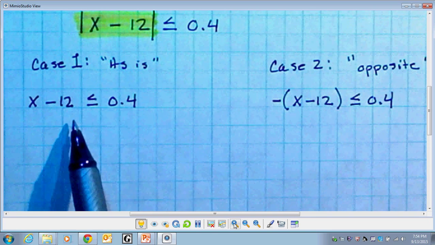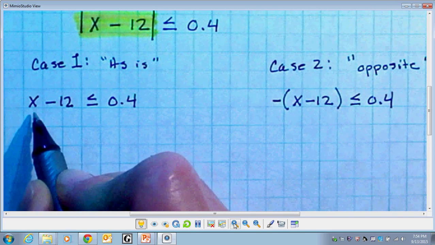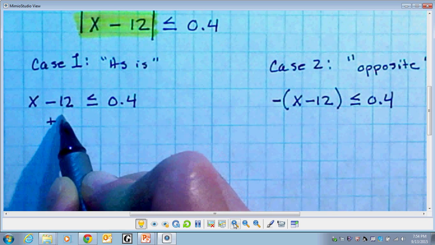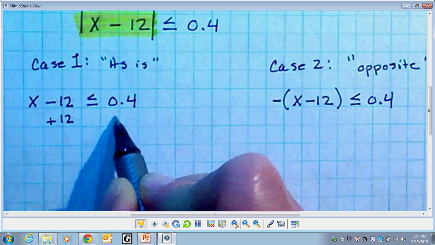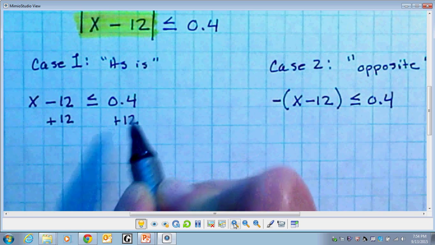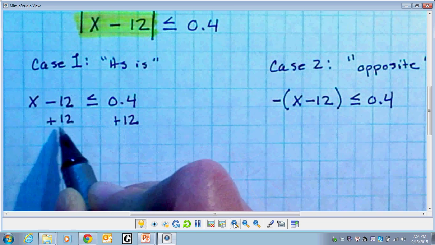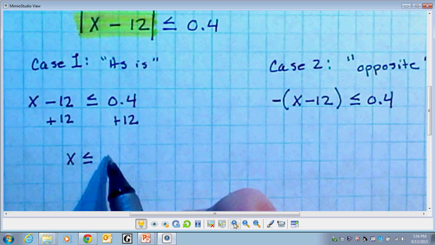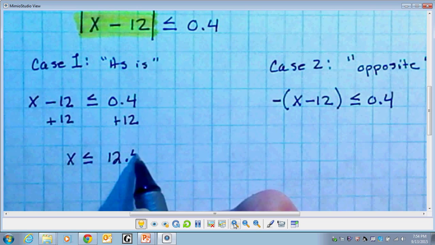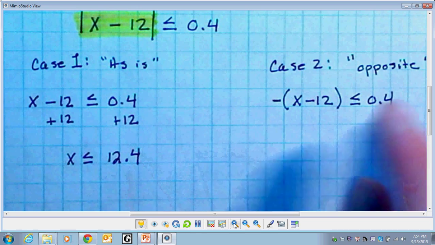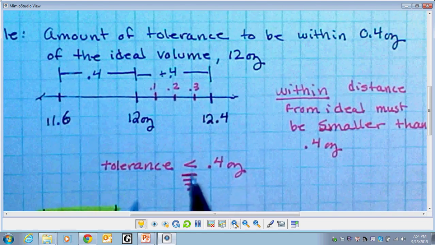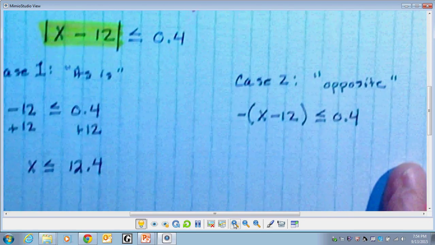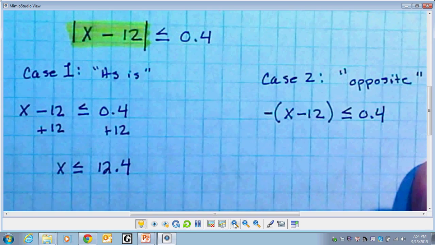So this one here, I'm going to want to get x by itself, which means I have to get rid of this 12. So I have to add 12 to both sides. So that means this turns into a 0. So I'm left with x is less than or equal to 12.4. And that was one of our values that we had on our number line, wasn't it? That was our upper limit right there. Upper tolerance. Okay? So that's one answer.